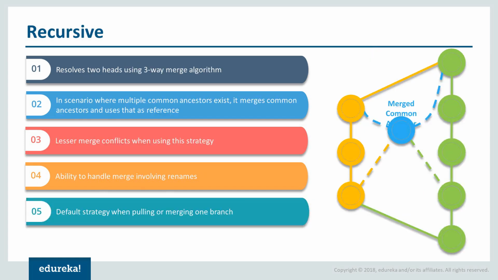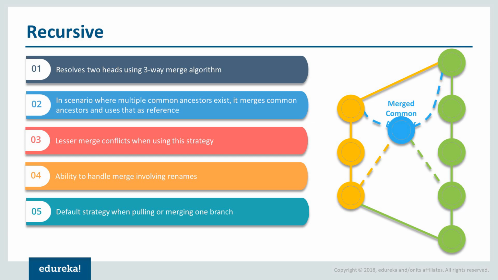The second one is the recursive that we currently use. So it resolves two heads using the three-way merge algorithm. As I said, Git uses the three-way, hence it is there. In a scenario where multiple common ancestors exist, it merges the common ancestors and uses that as a reference. For example, in our example, the feature branch was created from the master. So this is the master, and this is the common ancestor. This is the base branch, and the master then moves forward, and the feature branch also moves forward.